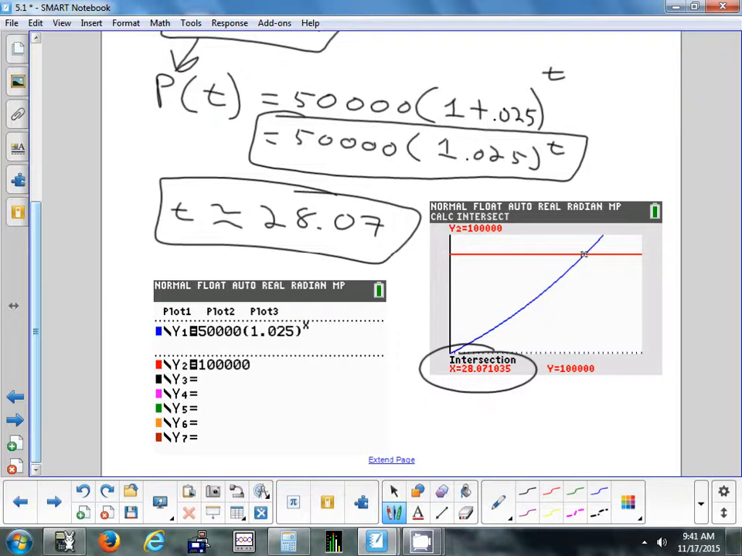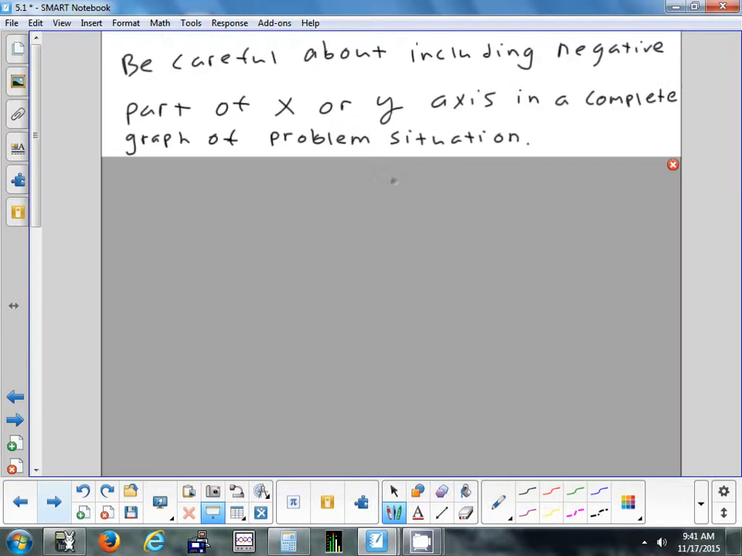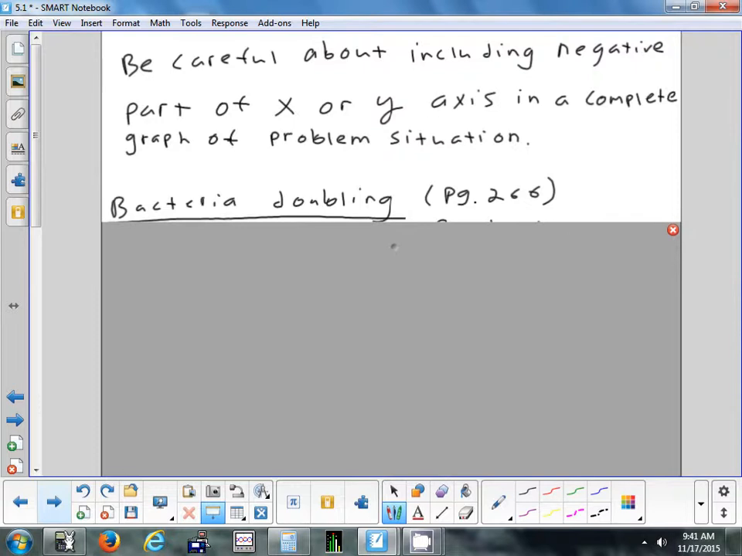All right, let's look at another example of exponential growth. It has to do with bacteria doubling. As always, you guys already did this in the last problem. Just be careful about your mins and maxes. Use common sense with time and things like that.